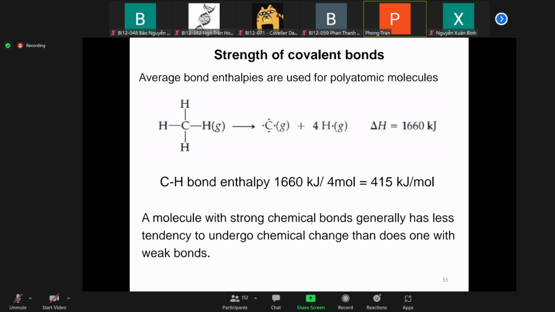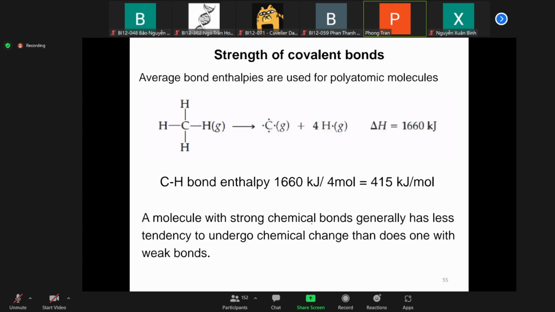Now, the case of covalent bonds when we have multiple bonds. So average bond enthalpy is used for polyatomic molecules. For example, when you take the molecule CH4, you have 1 carbon and 4 hydrogen. So you understand that the bonds between carbon and hydrogen are equal. So instead of measuring the enthalpy of each bond, we say that for the chemical bond C-H, we have the same enthalpy.